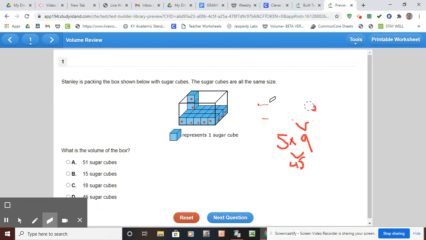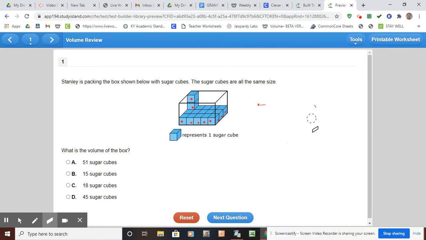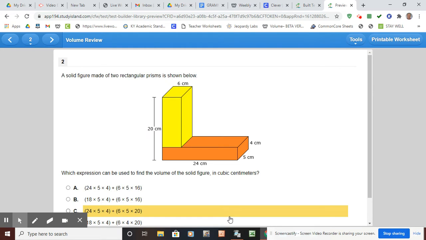45 cubic units. Just keep in mind length times width times height, as long as you're working with a rectangular prism. So I'll go ahead and punch that in, 45. Well, maybe I won't. I'll just go on.